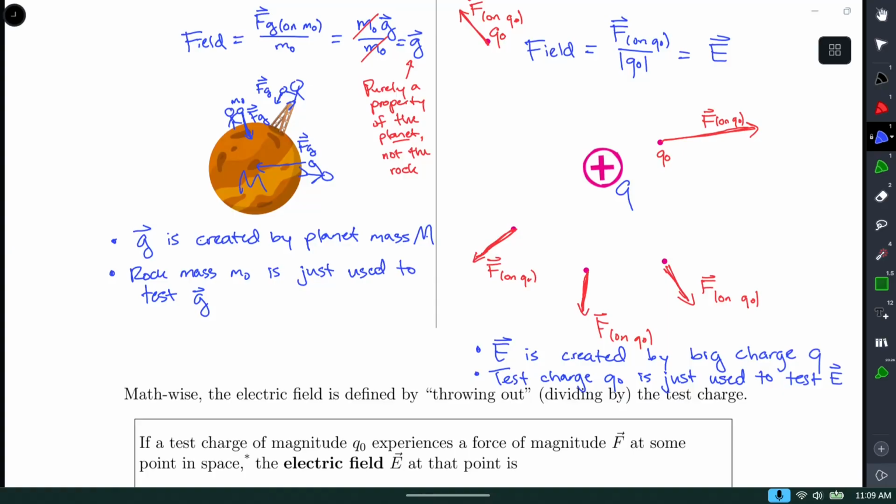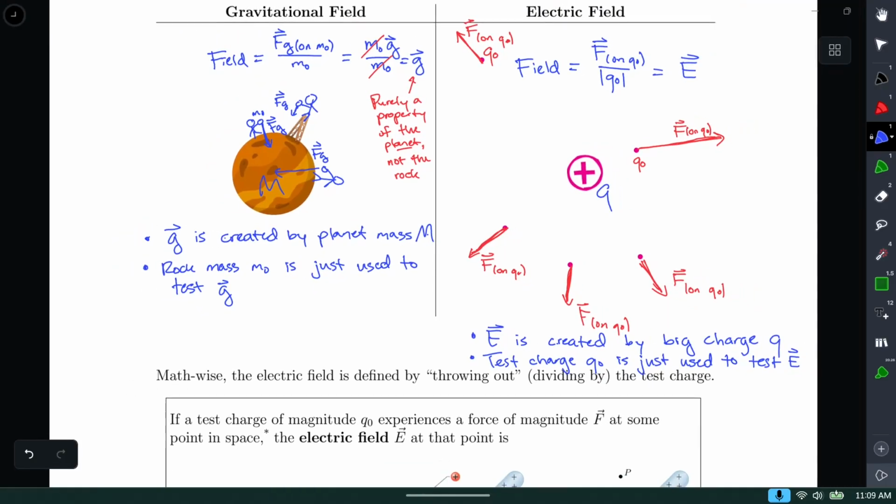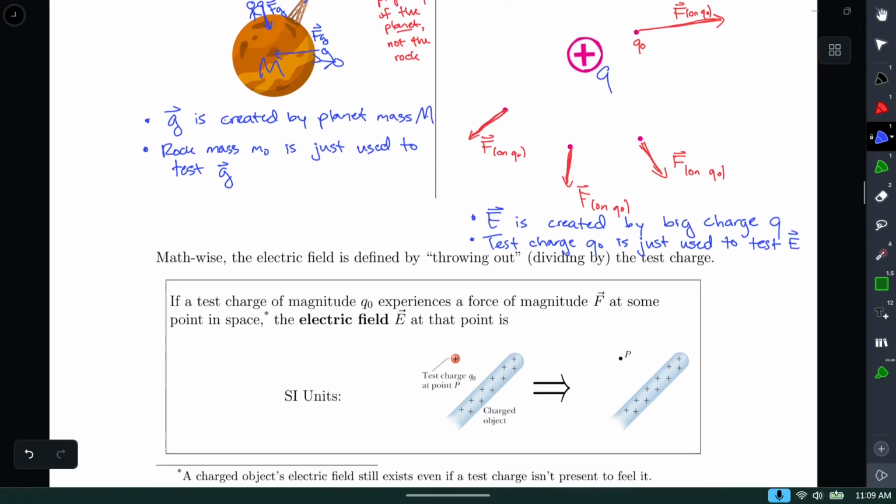And it eventually tells you something about the big charge itself and what it's creating in the space around it. So that's the electric field, and that throwing out thing is again the idea that it should not depend on what charge I used or what rock I dropped. So I'm going to divide by it to, in a sense, get rid of that effect. It should not depend on if I doubled the test rock mass or I doubled the test charge size, so those things get divided out.